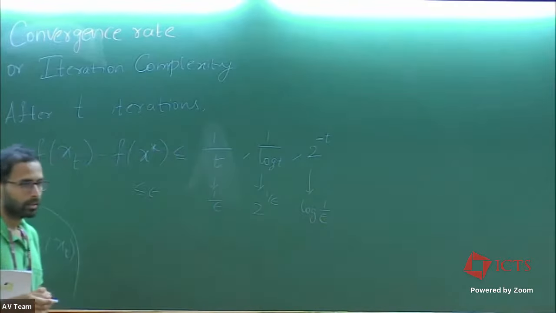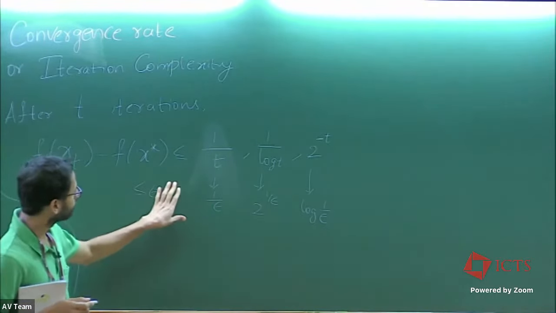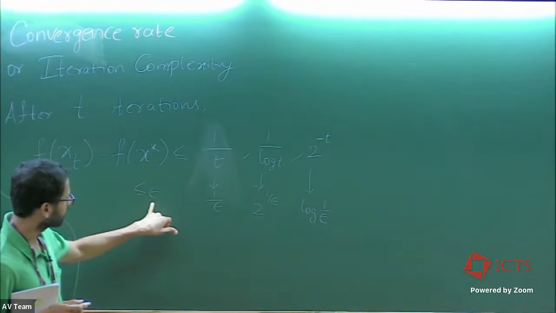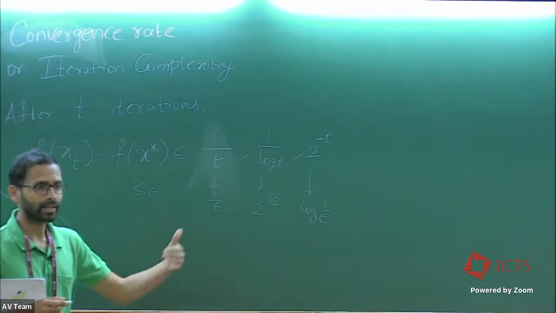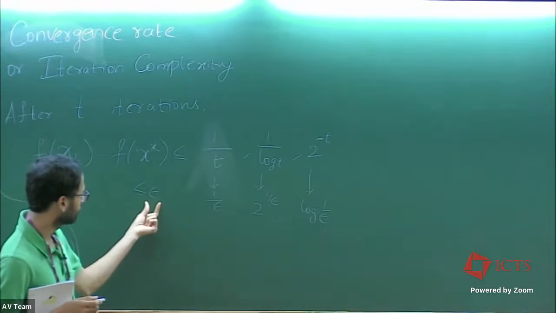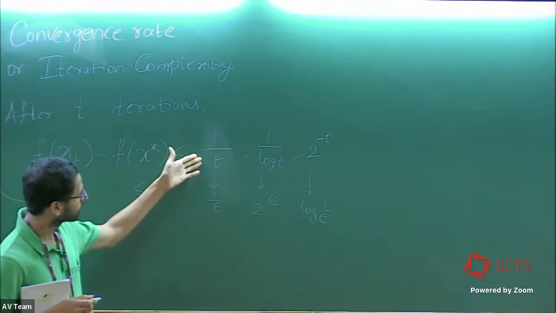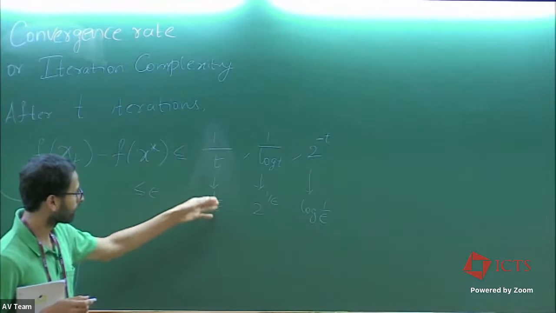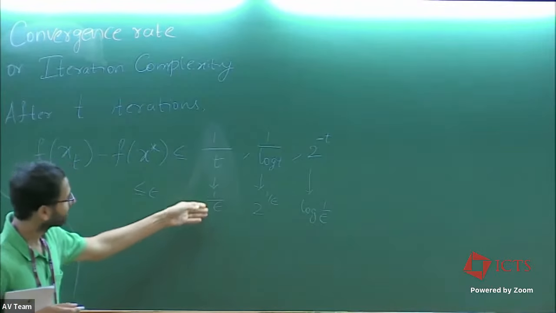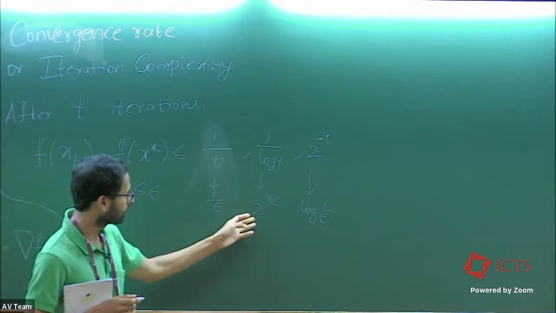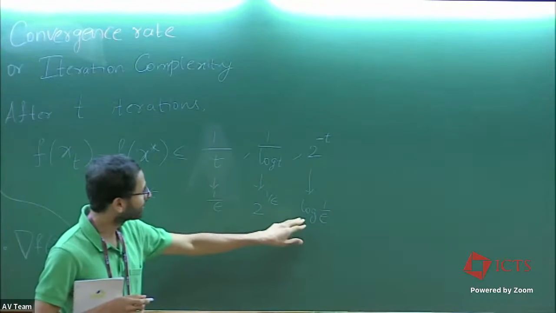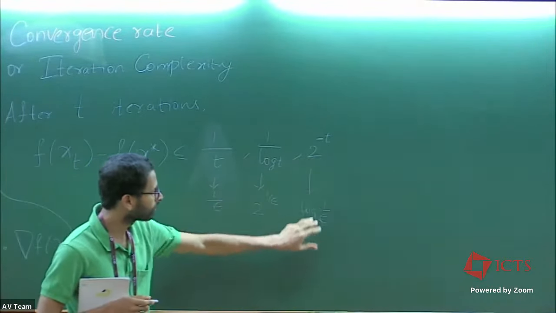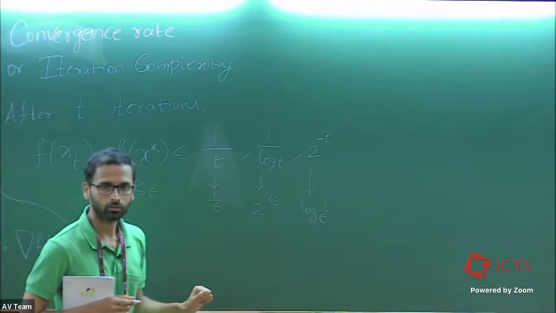Okay. So what this means is that if we want an accuracy of epsilon, how many iterations of this algorithm do we need to run in order to find a point which achieves this amount of suboptimality? If the convergence rate is 1 over t, the number of iterations required is 1 over epsilon. Similarly, if it's 1 over log t, we actually need exponential in 1 over epsilon number of iterations. And if the convergence rate is 2 to the minus t, then we only need log 1 over epsilon number of iterations. Okay.